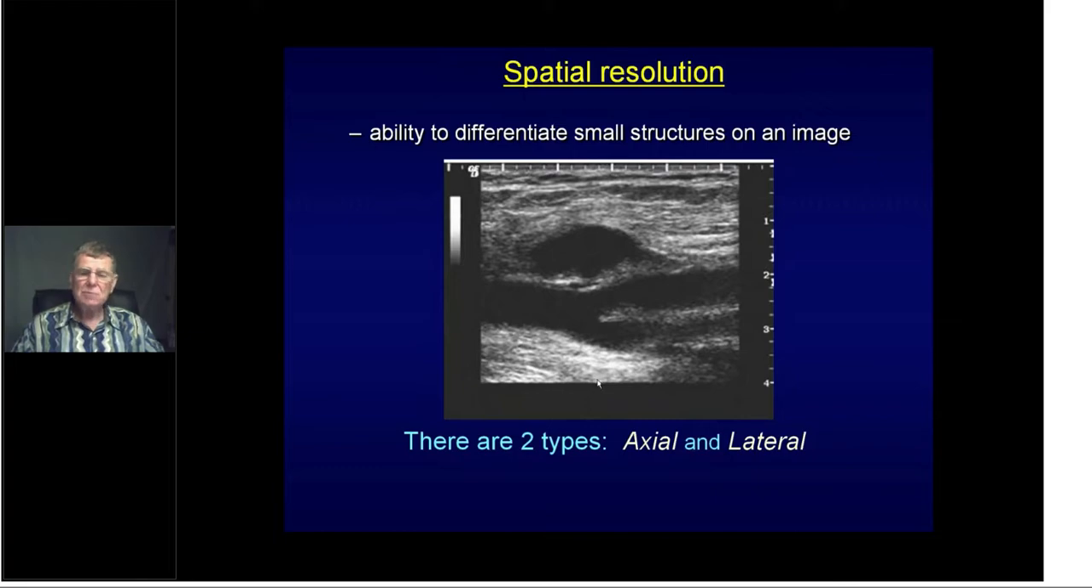There are two types or two aspects to spatial resolution. Axial, which is along the axis of the beam, which will be vertical on this image, and lateral resolution, that's side by side or across the field of view, horizontally on this image. And each one of them, axial and lateral resolution, needs to be looked at separately, because there are different aspects of the beam that cause the resolution to be different.